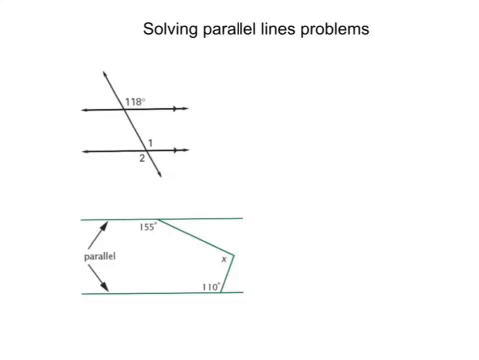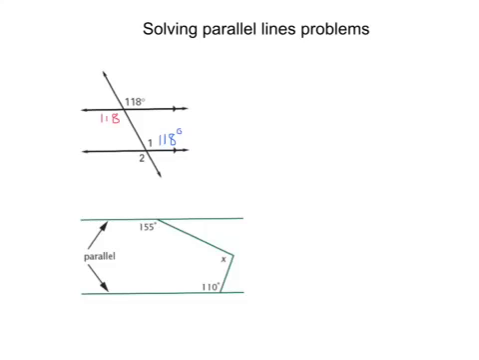So if I think about the relationships I know about, I know that these two angles are equal because they're vertically opposite. And I also know that angle of 118 and angle 1 are corresponding angles. They're in the same position but on different lines. So that means that angle 1 is going to be 118 degrees.